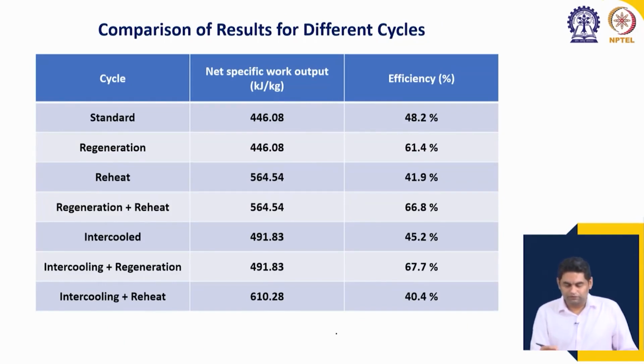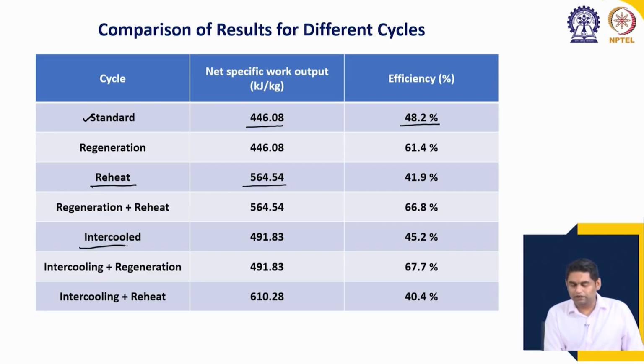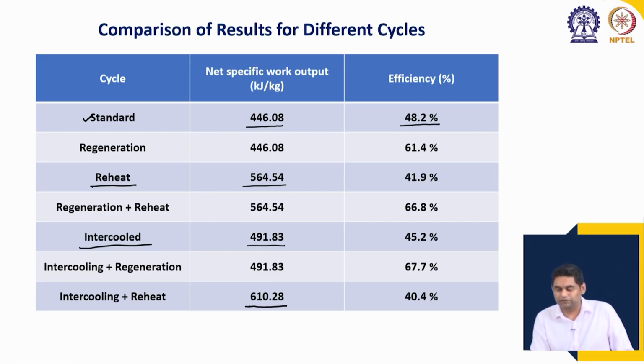we have all the values in tabular form. For the standard cycle we have the lowest work output, 446.08, and the efficiency is intermediate at 48.2%. Now, adding reheat we know that work output has increased to 564.54, and adding intercooling increased the work output from the standard cycle to an intermediate value of 491.83. Now, adding intercooling plus reheating increases the work output to the highest value, as you can see, 610.28 kilojoule per kg. So, this trend will remain the same even if you use other design parameter values, other values of R and T.